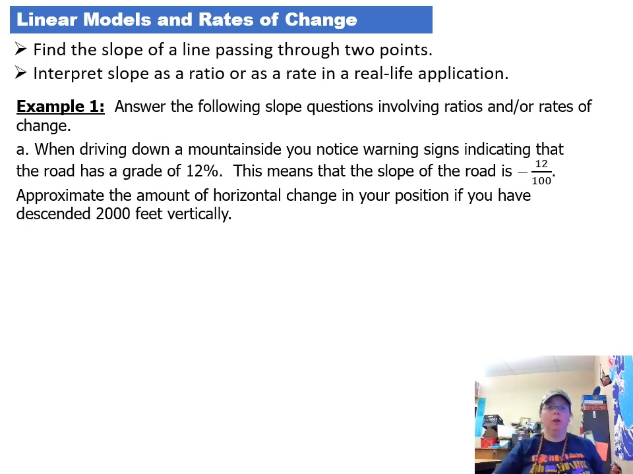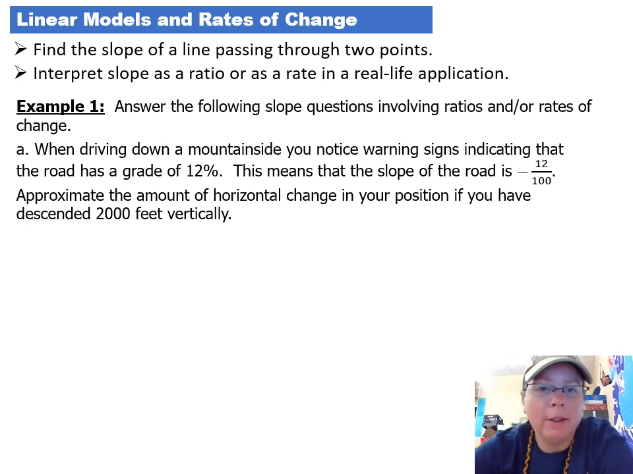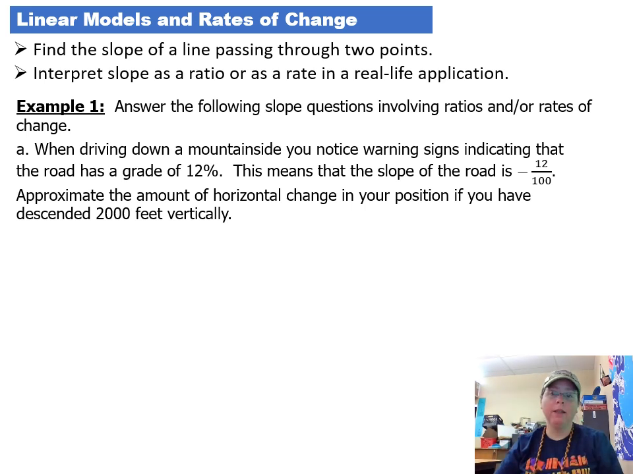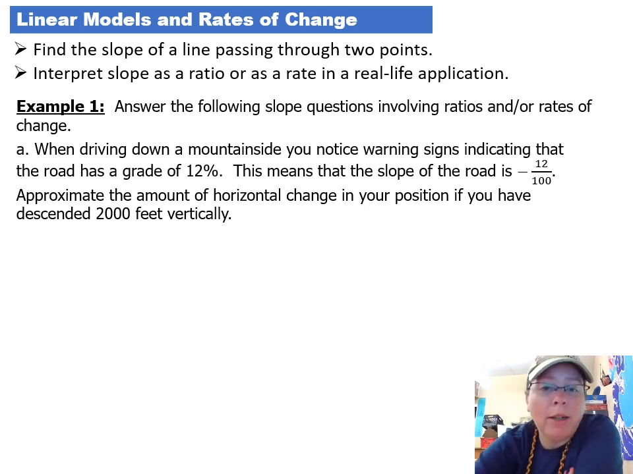First example, I'm going to look at finding the slope of a line passing through 2 points and also interpret slope as a ratio or as a rate in a real-life application. So, Part A, when driving down a mountainside, you notice warning signs indicating that the road has a grade of 12%. This means that the slope of the road is negative 12 over 100. That means down 12 feet, so negative vertical change, for every right horizontal change of 100. Approximate the amount of horizontal change in your position if you have descended 2,000 feet vertically.